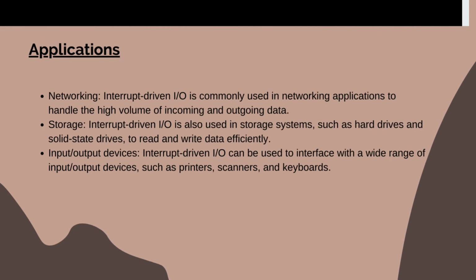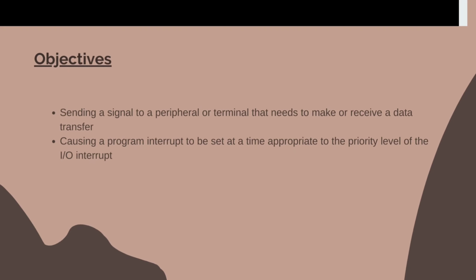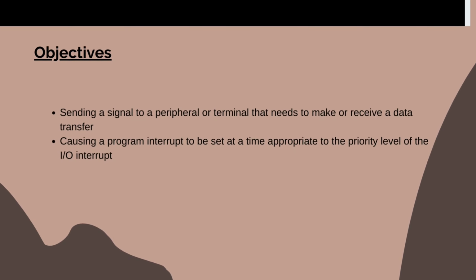Interrupt driven IO is commonly used in networking applications to handle the high volume of incoming and outgoing data. Basically, interrupt driven IO is also used in storage systems such as hard drives and solid state drives to read and write data efficiently. Interrupt driven IO can be used to interface with a wide range of input or output devices such as printers, scanners and keyboards, etc. Further, let's talk about the objectives of interrupt driven IO.